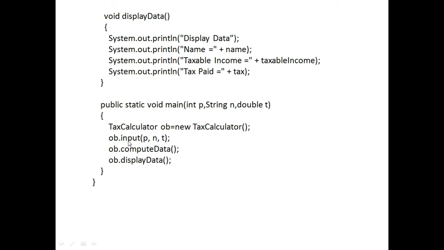The input function is called first. The input function has a formal parameter, so we need to pass the actual value. So children, this is a call by value technique we have used. P, N and T: P is for PAN, N for name, and T for taxable income. We are passing them into the input function. Then we are calling compute data, and finally we are displaying, that is display data.